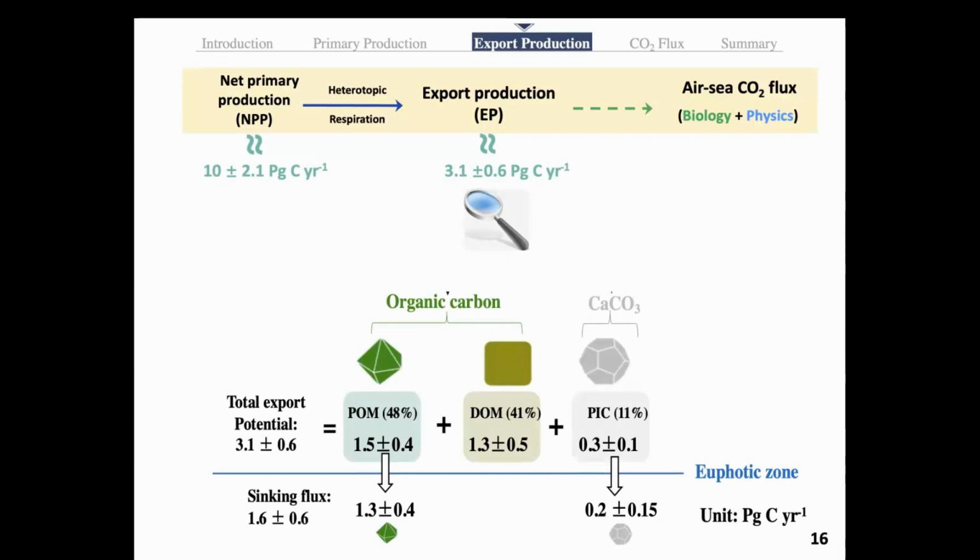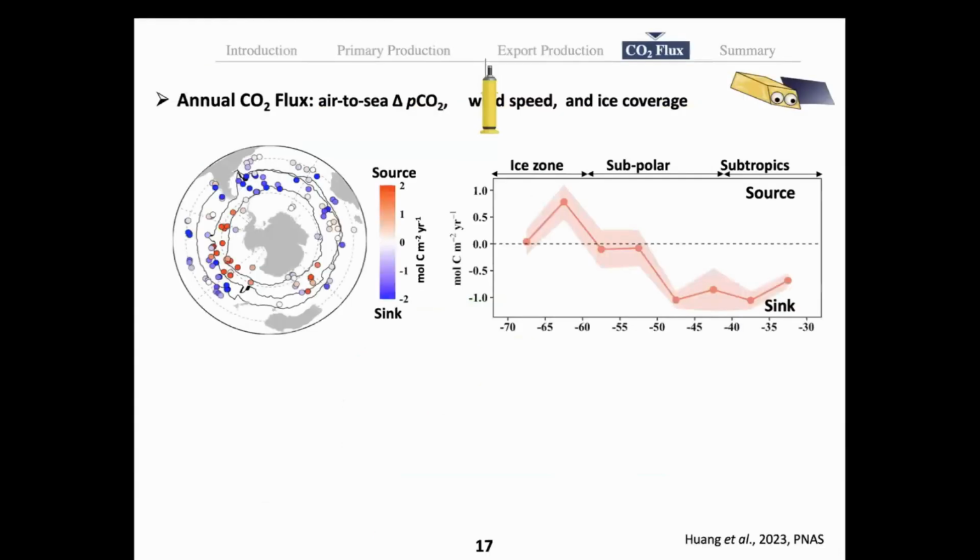Right now, the only unknown term in this equation is the CO2 flux. We have floats, so we can do that. The CO2 flux can be estimated from the float-measured pCO2 combined with the remotely sensed wind speed and ice coverage. This panel illustrates the annual CO2 flux from the observation.